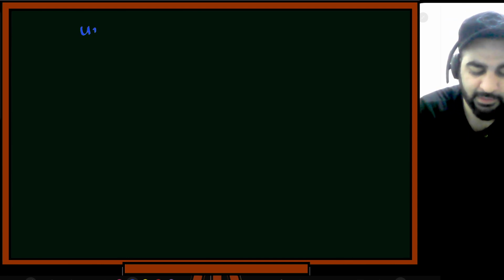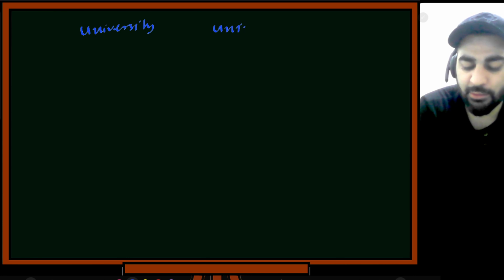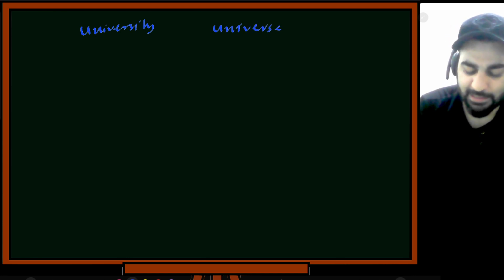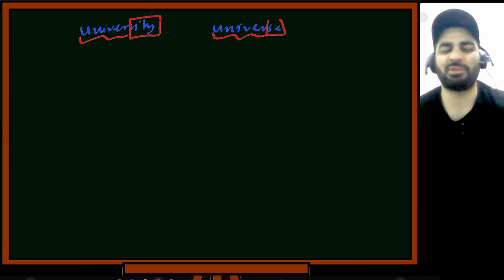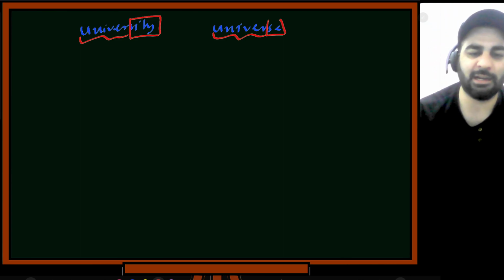Let's suppose you have university and universe, and your algorithm is such that it will cut down the word till here. It will cut down the city of this, maybe the se of this, and you are left with universe or something. So these are some limitations, and you have to be careful with that.